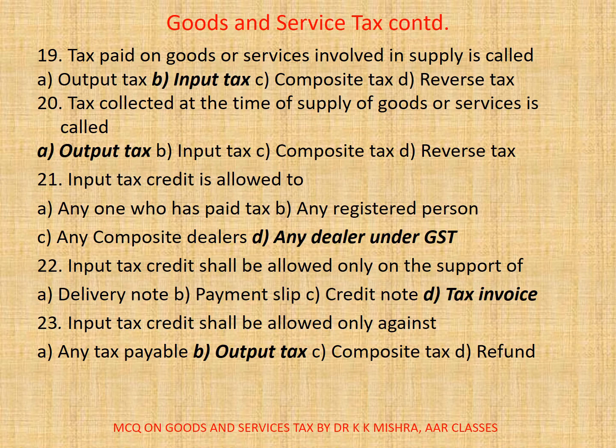21. Input tax credit is allowed to A, anyone who has paid tax, B, any registered person, C, any composite dealers, D, any dealer under GST. Here correct option is D, any dealer under GST. 22. Input tax credit shall be allowed only on the support of A, delivery note, B, payment slip, C, credit note, D, tax invoice. Here correct option is D, tax invoice. 23. Input tax credit shall be allowed only against A, any tax payable, B, output tax, C, composite tax, D, refund. The correct option is B, output tax.